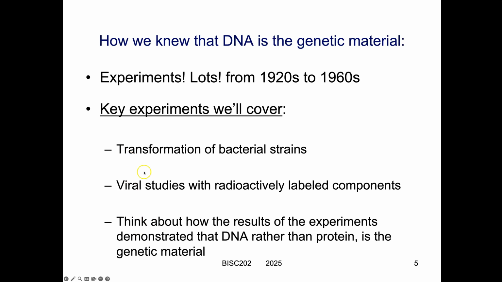So when I go through these experiments, I'm going to tell you how they were done, and I'm going to tell you the results, and then I would like you, before class, to think about this question. Just think about the experiment and how they actually showed that DNA rather than protein was the genetic material. That's what the next two experiments with bacterial strains and then with viral strains as well showed us.